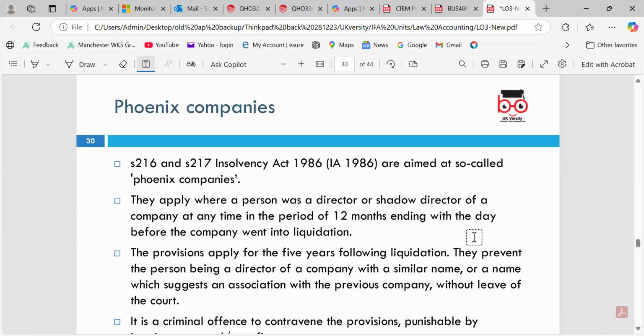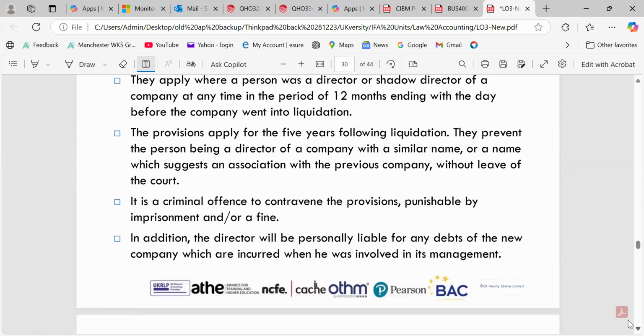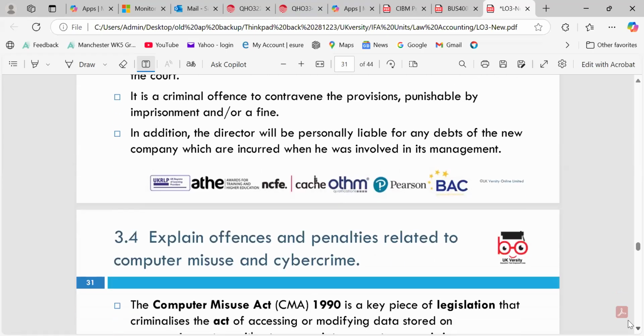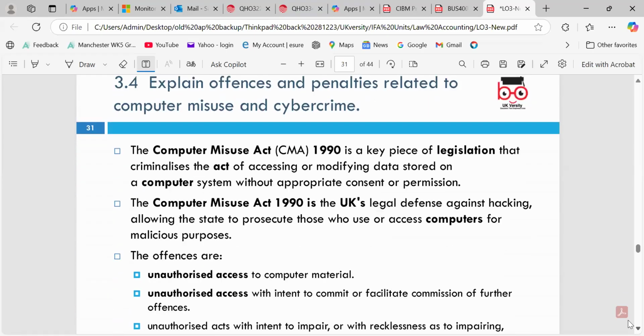Okay, this applies to the directors in the 12-month period ending the day before the company went into liquidation. It applies to whoever was the director or shadow director. We discussed the bounce back loan in the previous lesson. Directors, in private limited or public limited companies, have limited liability, but it can be waived to unlimited liability, and directors can be charged with a criminal offense if they are involved in these types of issues.